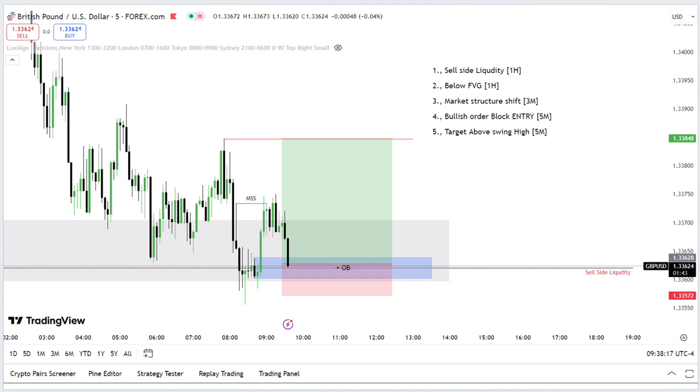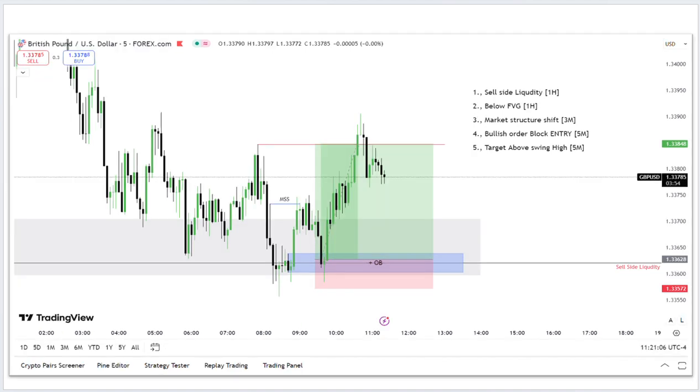You can read the content above. First is sell side liquidity in 1 hour, and below one FVG in 1 hour, then market structure shift in 3 minutes, and bullish order block in 5 minutes, which is my entry point. The target is the swing above. Next I took my trade.